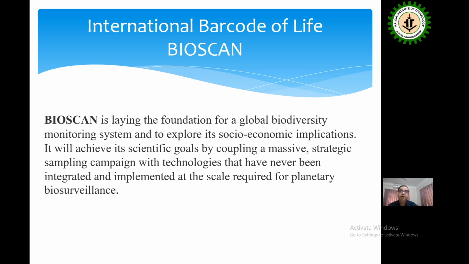So BIOSCAN is in place now, and of course DNA barcoding has gained huge momentum, and there are many separate barcoding initiatives being taken. For example, CMarS, the Centre for Marine Barcoding, is there. Then we have different barcoding initiatives for fishes, then for the Arctic region, and also for different taxa.